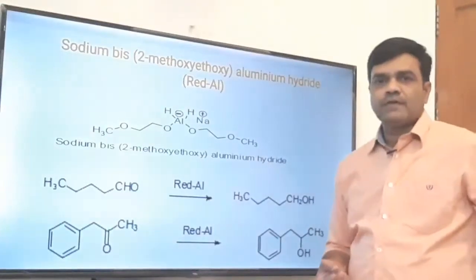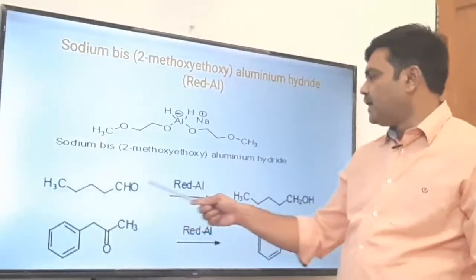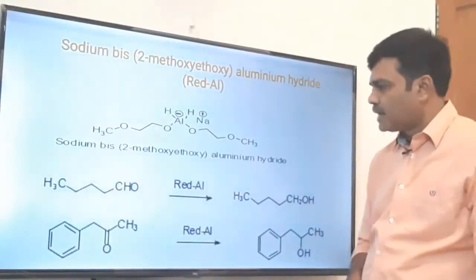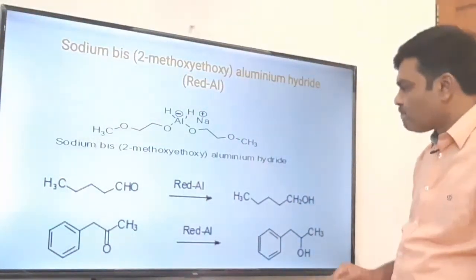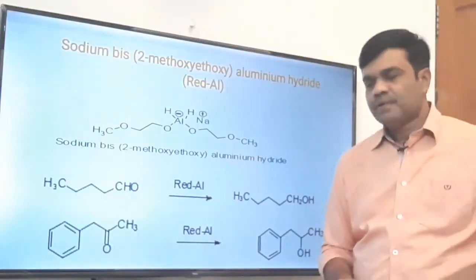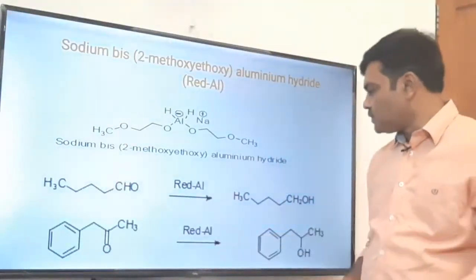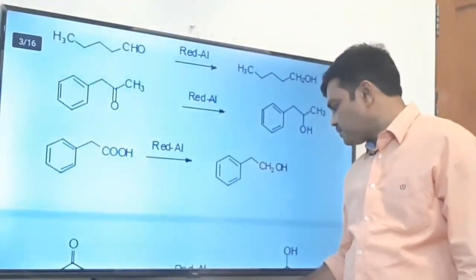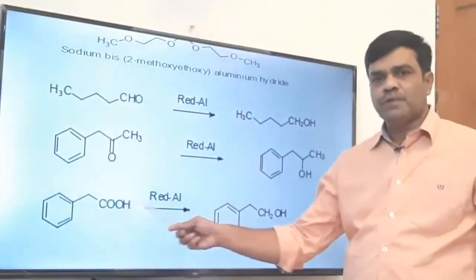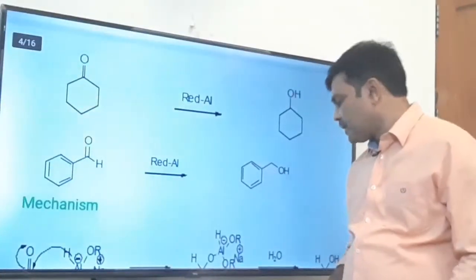Now let us see the applications of this reagent. The first is the aldehyde group. Aldehyde group is converted to primary alcohol by treatment with Red-Al. See the second example, the ketone group. Ketone is converted into secondary alcohol. It is the same as that of lithium aluminum hydride. Aldehyde is converted to primary alcohol, ketone is converted to secondary alcohol. COOH, that is the acid group, is converted to primary alcohol. The function is the same as that of lithium aluminum hydride.